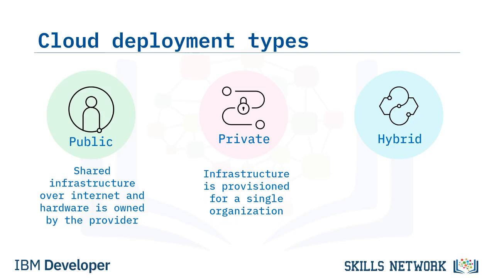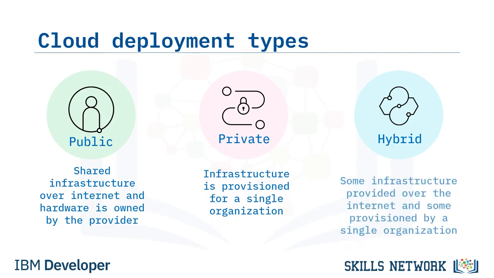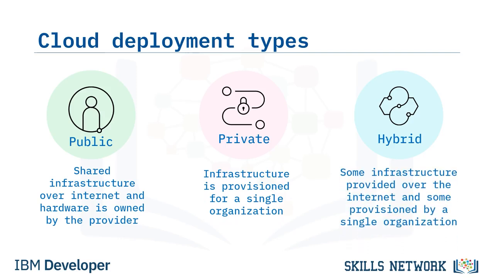Now, a mix of both public and private clouds working together seamlessly is called a hybrid cloud model. A hybrid cloud potentially optimizes the advantages of both public and private cloud models with regard to cost, security, scalability, and flexibility.